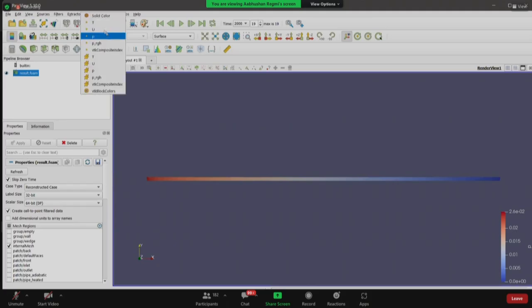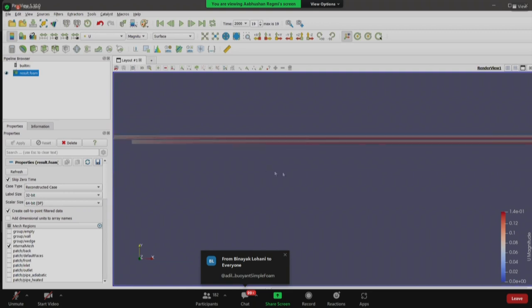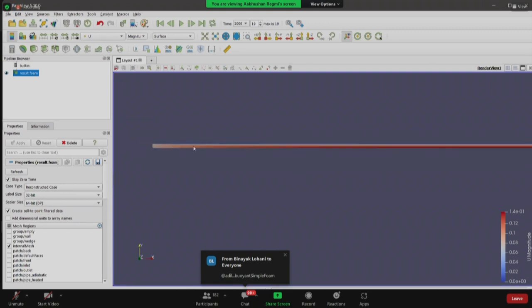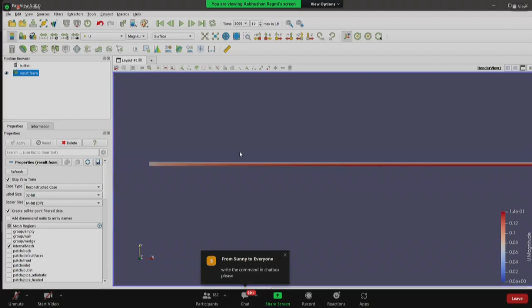If I want to view velocity, this is how my velocity is. As you can see here, the boundary layer is developing, and somewhere in between, around 3 meters, this developing boundary layer becomes constant, and we say that our flow is fully developed.